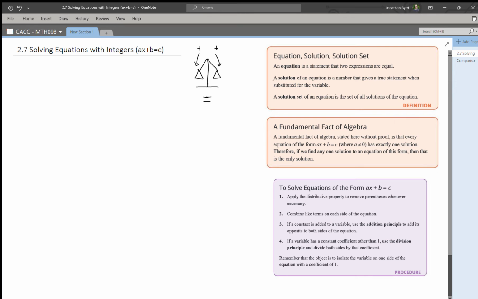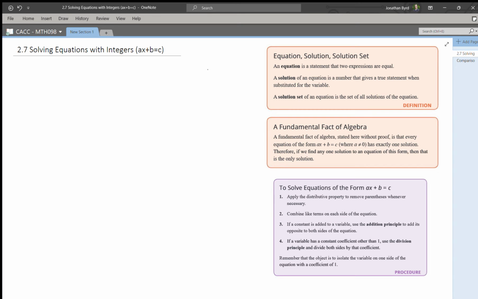The other bit that they talk about is that a solution of an equation is the number that makes the statement true. But what that really means for us in terms of doing the math is if I take the value that you give me as a solution, I should be able to put it in place of the variable, do the math, and come up with an answer that makes sense mathematically or that is true. And they also point out that a solution set is a set of all the solutions to an equation.